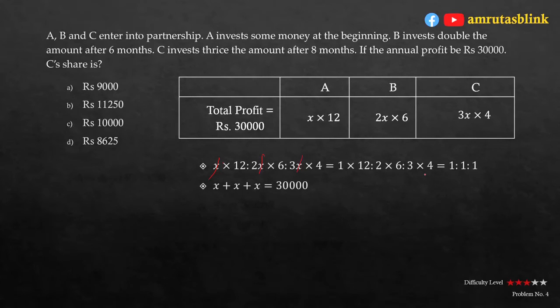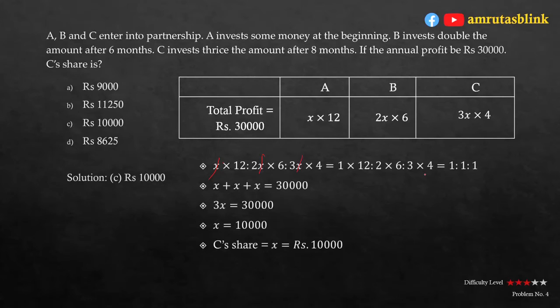Hence, now how much total profit? Total profit is rupees 30,000. So, 1 as to 1 as to 1, that means x plus x plus x is equal to rupees 30,000. So, 3x is rupees 30,000 and hence x is rupees 10,000. Now, what is C's share? So, all their share is x, x and x, and hence C's share in the profit is rupees 10,000, that is answer option C.